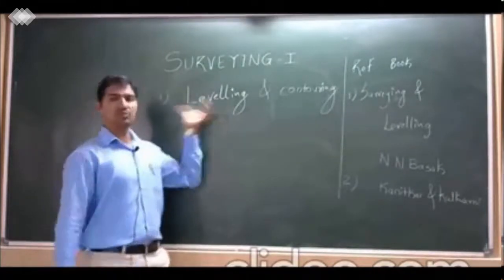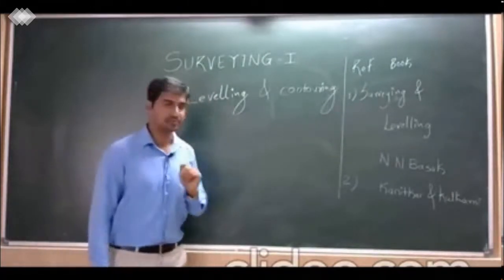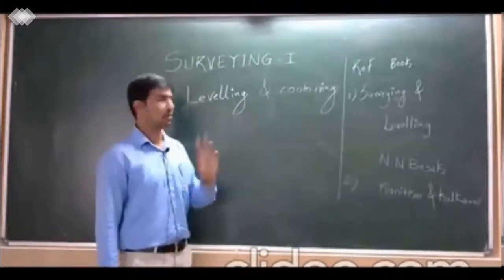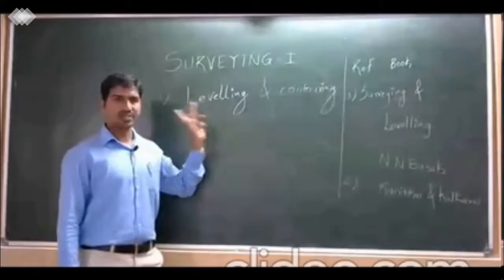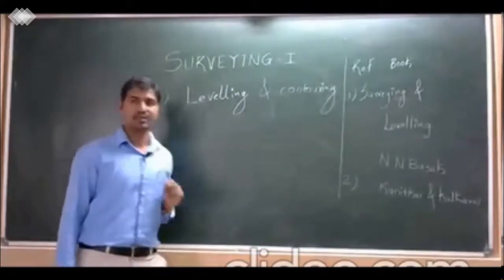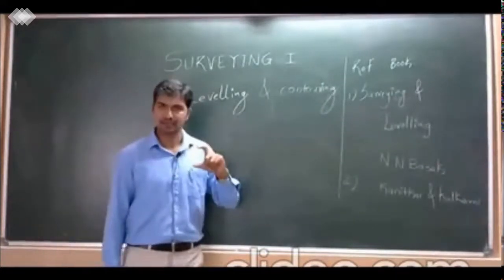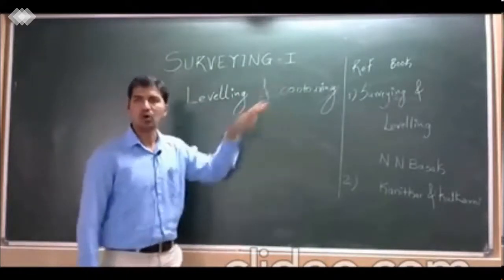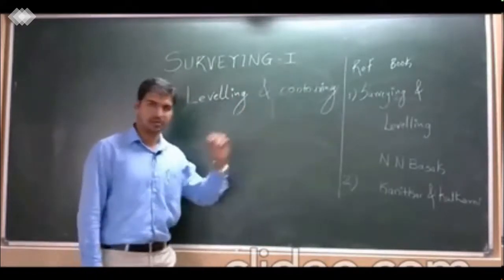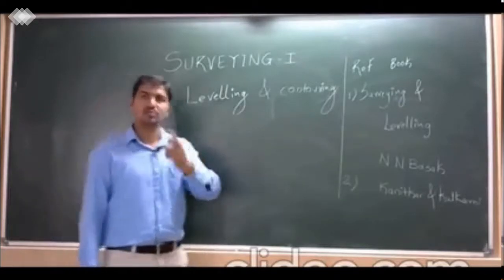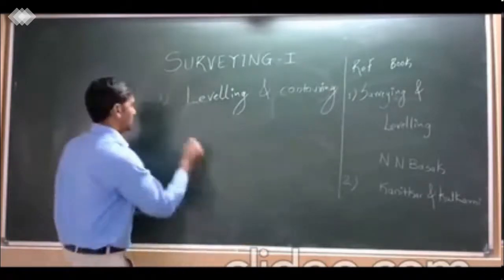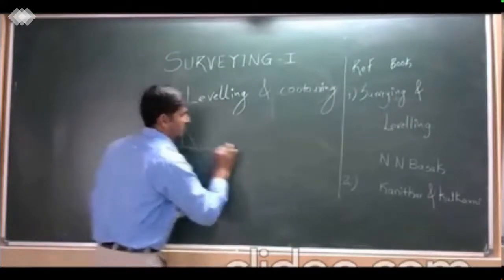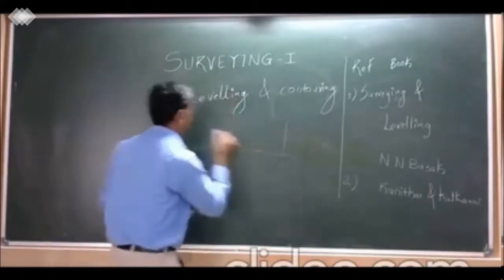Coming towards unit number 1, in the first unit, leveling and contouring, these are the two parts. In leveling, what is the definition of leveling? Leveling is finding out the relative heights of the points. Those points might be above or below the surface of the earth. So in the previous lecture, we have taken one example, right?